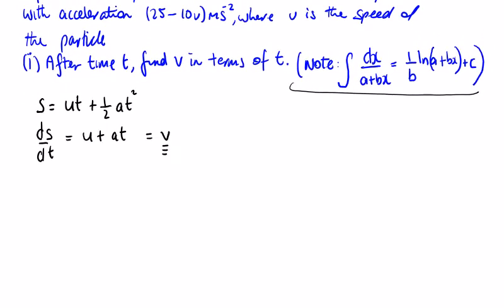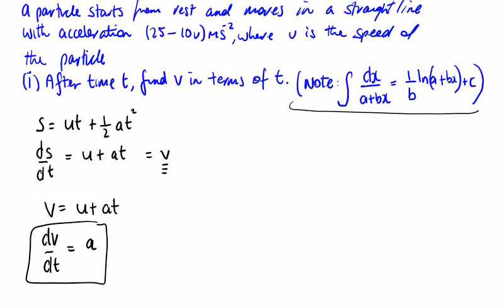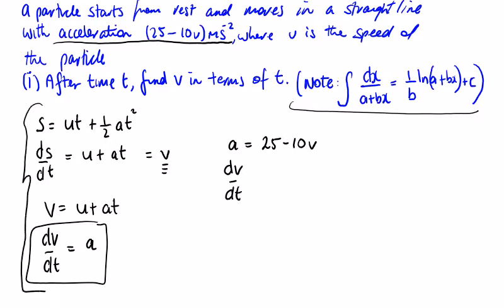Now if we differentiate this again, if we have v is equal to u plus at, and we differentiate velocity with respect to time, we're going to get acceleration, because u is a constant and at just becomes a, like 5x becomes x. And we're told here this acceleration is 25. A is equal to 25 minus 10v. And we can change our a now into dv dt. So that's the connection between these formulas that you've used in linear motion and other areas of the course.